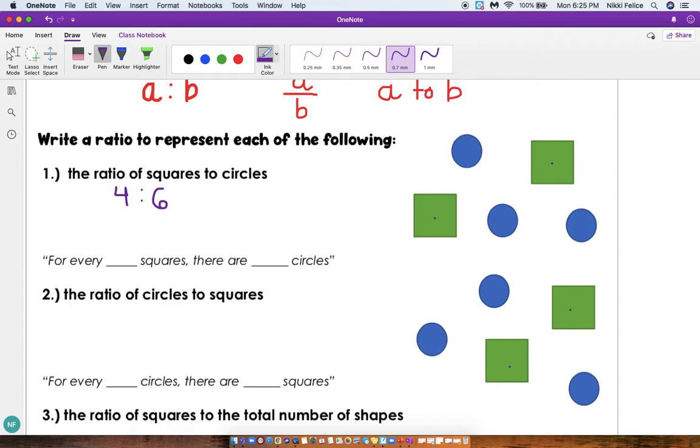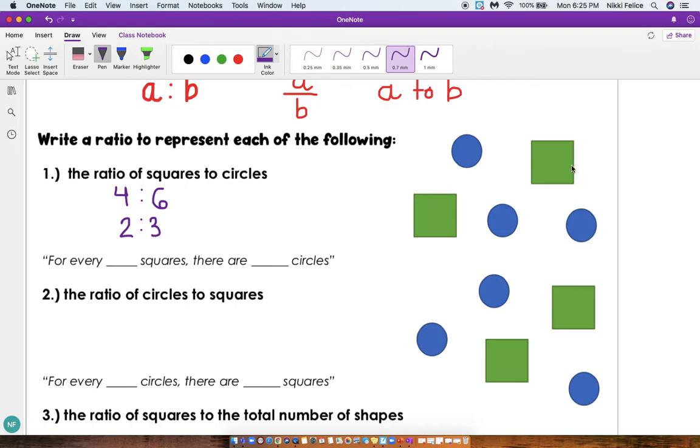Now the order that you write these does matter. It does matter. So if it's asking for squares to circles, you have to write it in that order. Now ratios are just like fractions in terms of simplifying. We have to simplify our ratios. So 4 to 6, we can divide both of these numbers by 2 and simplify this ratio to 2 to 3.